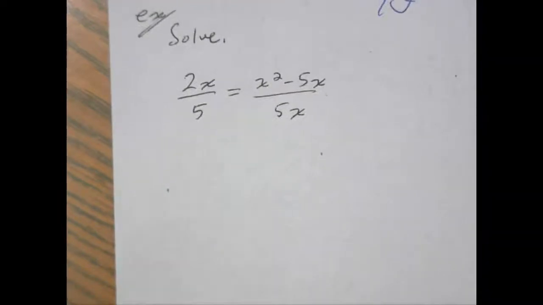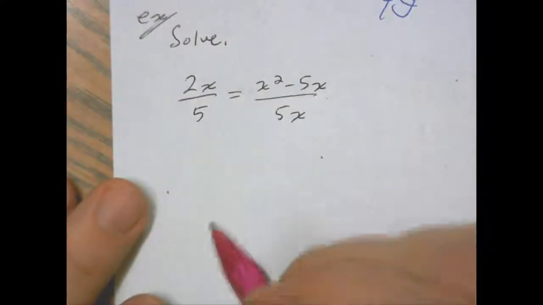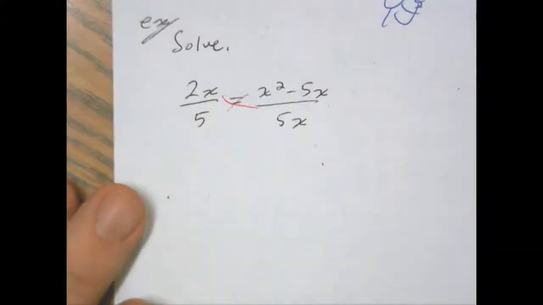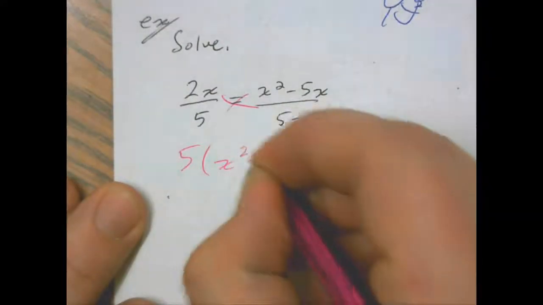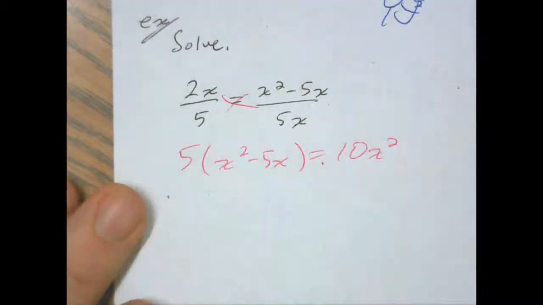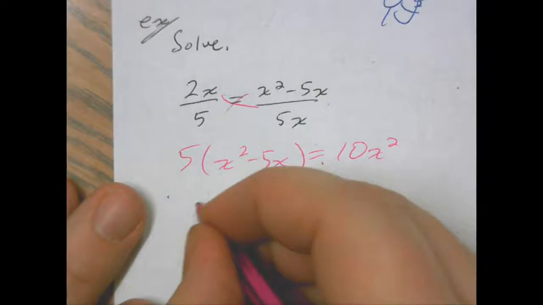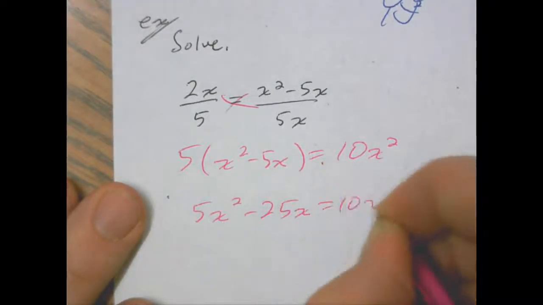Here's a simpler one for you. So we have two fractions: 2x over 5 equals x squared minus 5x over 5x. I already have this set up as two fractions, so we might as well go ahead and cross multiply. So I have 5 times x squared minus 5x equals 10x squared. I can distribute the 5 to both of those, so 5x squared minus 25x equals 10x squared.